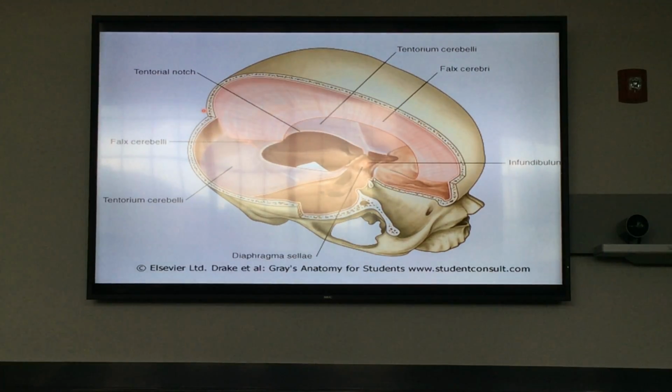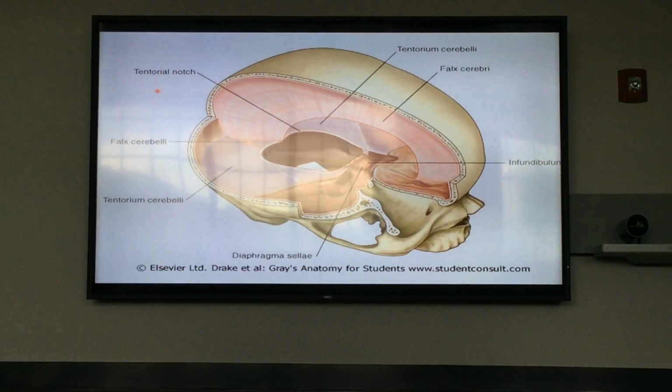Okay, the reason why you have to understand that there are two major regions associated with this dura, particularly the meningeal layers, is that there are specializations associated with those meningeal layers that allow us to compartmentalize the brain itself inside the skull.